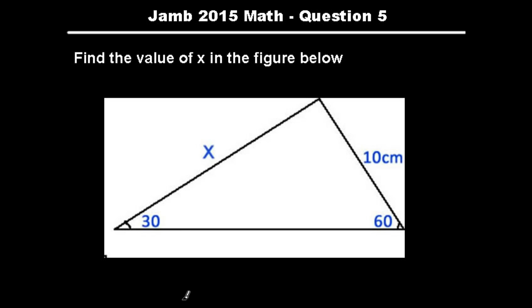All right, we're looking at question number 5 of the JAMB 2015 math exam, and we're given this triangle, and we're asked to find the value of x. Trigonometry questions are extremely easy, but that statement is true only if you have memorized a lot of the trigonometric identities. Without a solid memory of these identities, you stand a very slim chance of solving these types of problems.